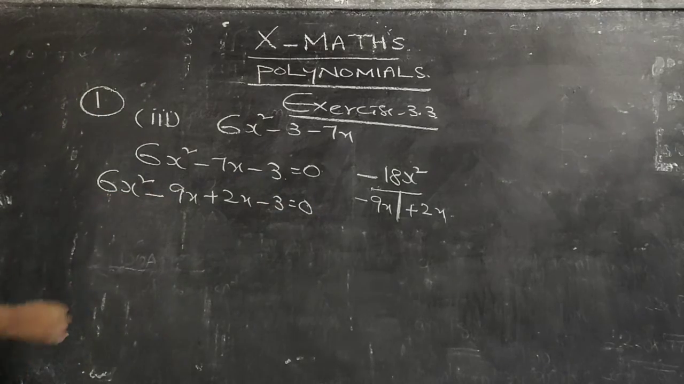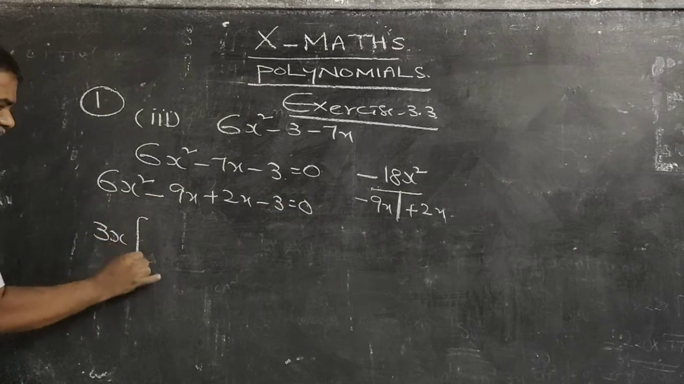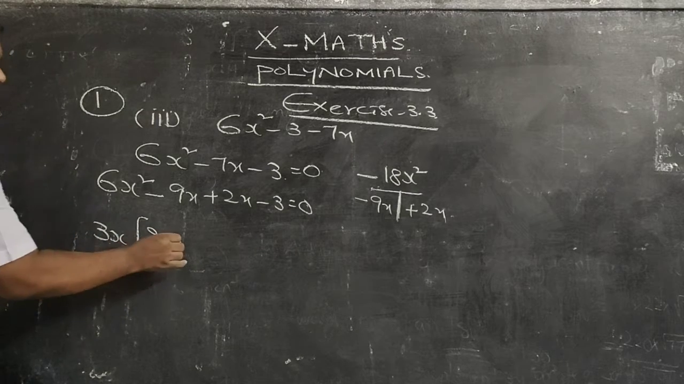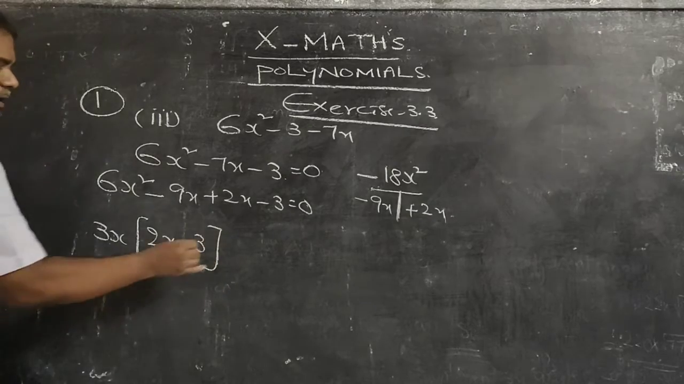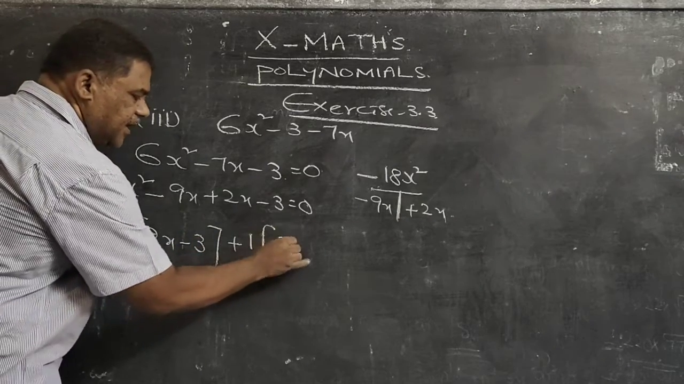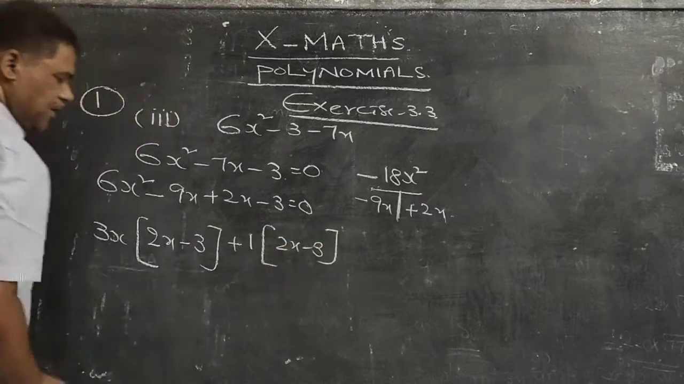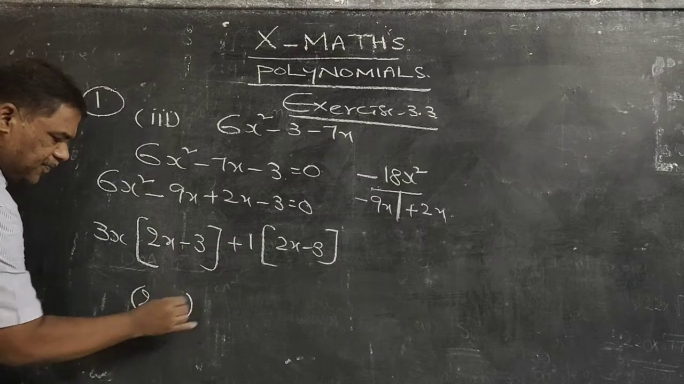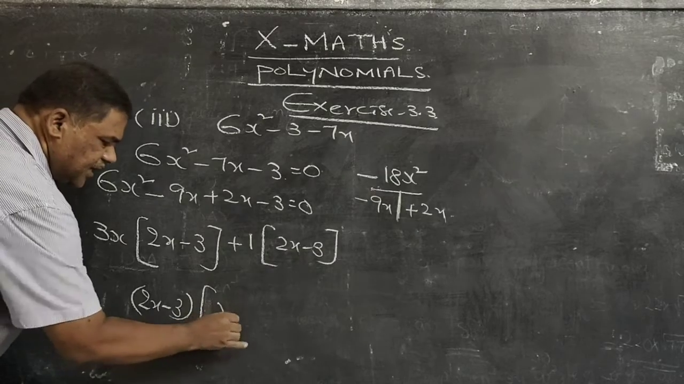Here we can take 3x common. If you take 3x outside, we get 2x minus 3. Take 1 common here, again we will get 2x minus 3. Now in both terms 2x minus 3 is common. So we will get 3x plus 1.